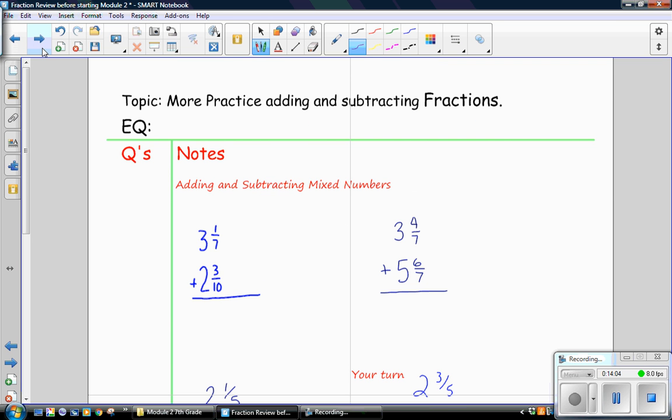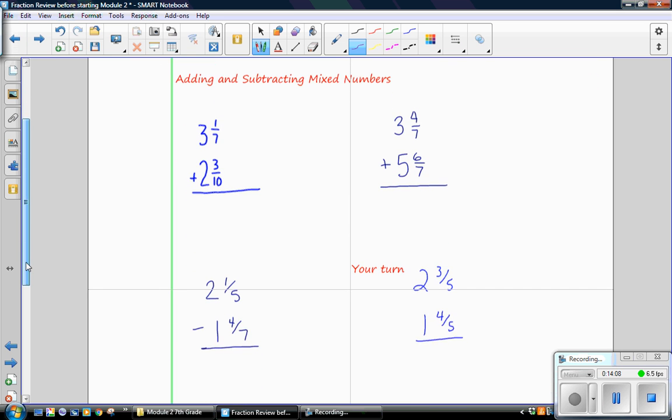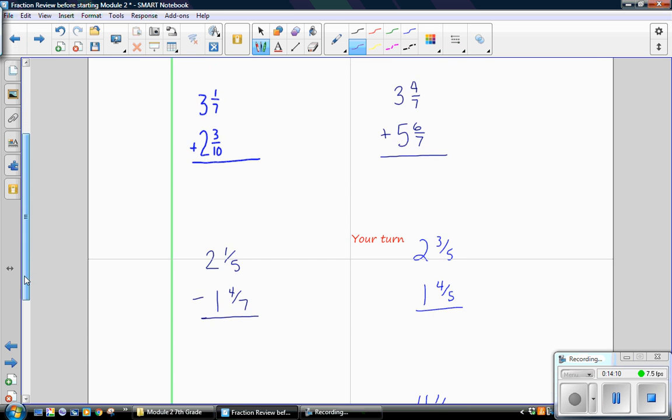More practice adding and subtracting fractions. In this section, we're going to work on mixed numbers. So we'll take a look at our fractions, and we see that we have different denominators, so we will need to rewrite them using a common denominator. So the common denominator for 7 and 10.